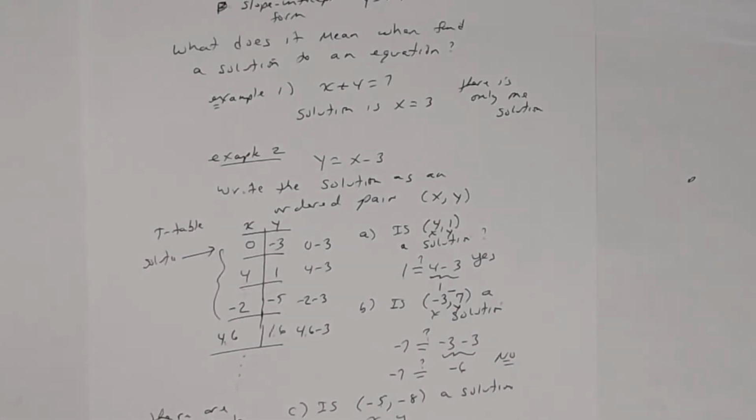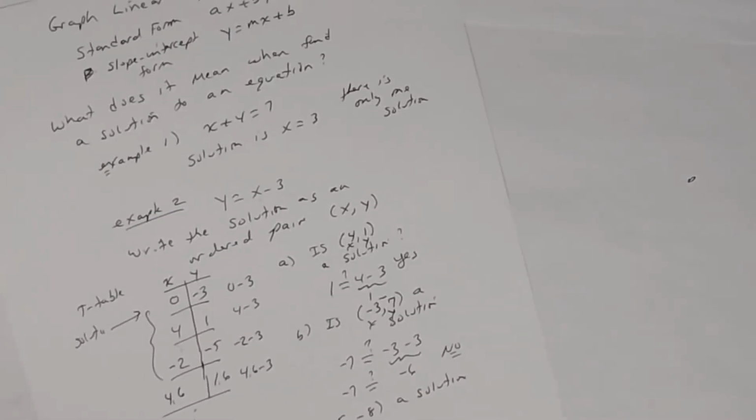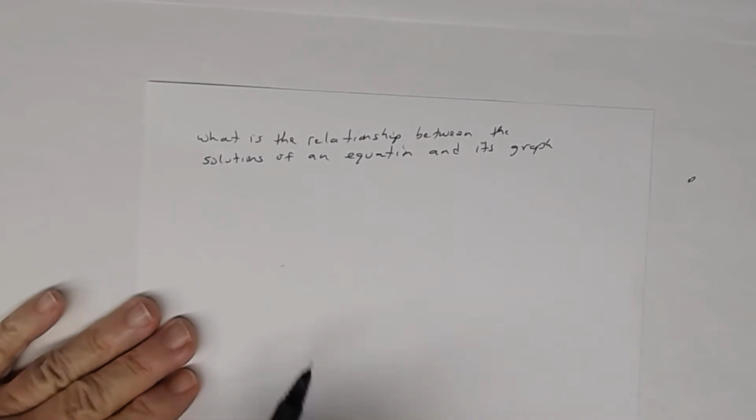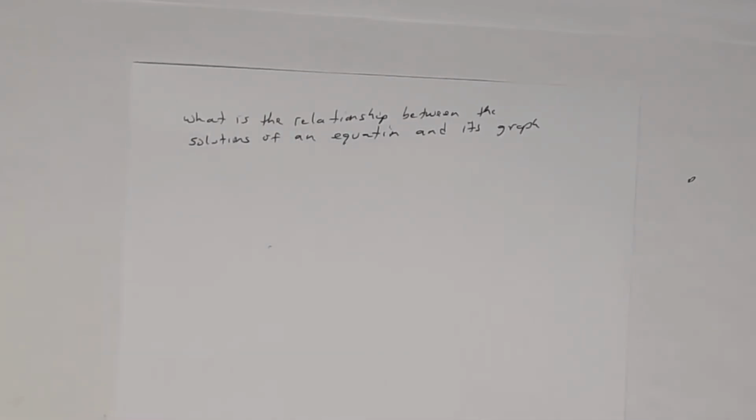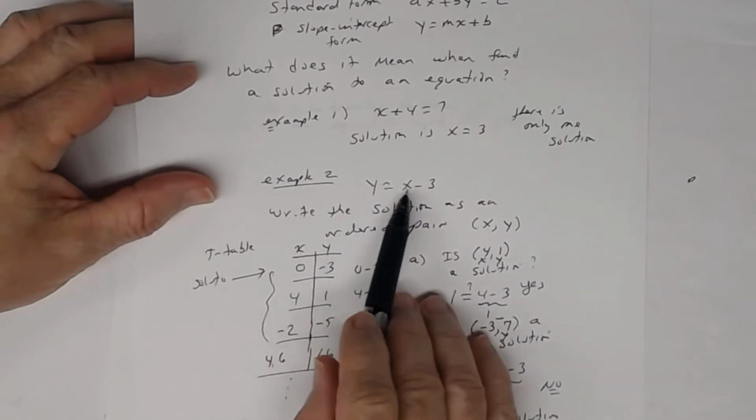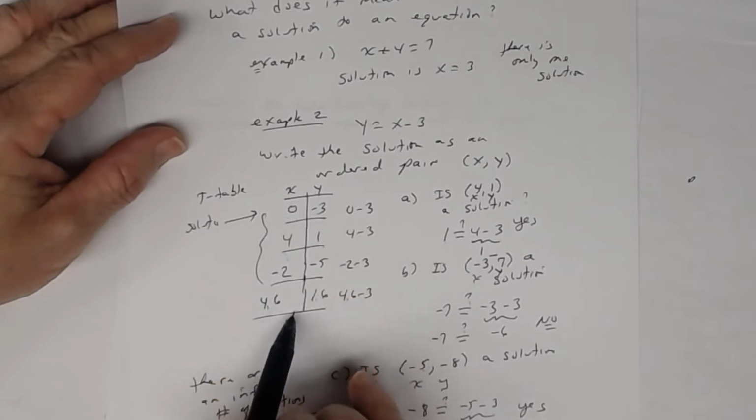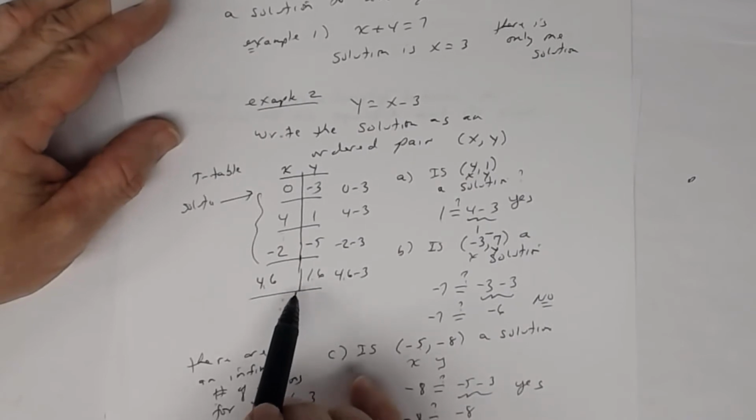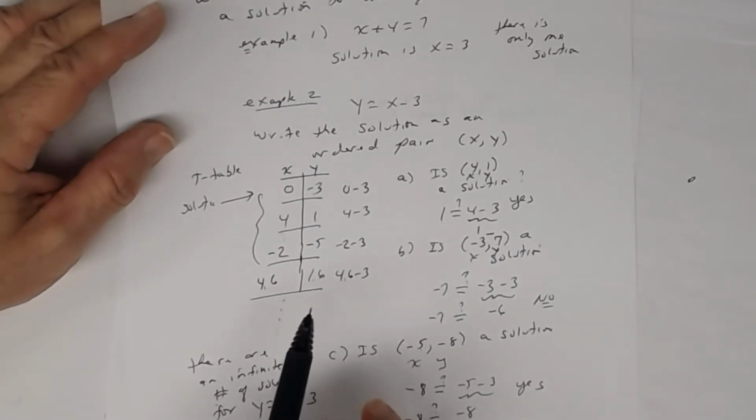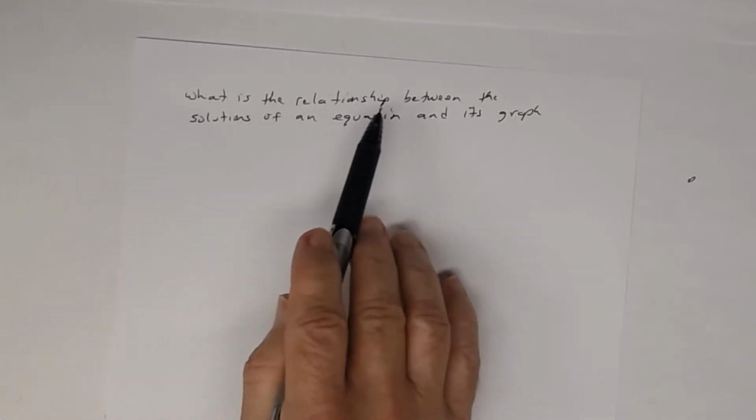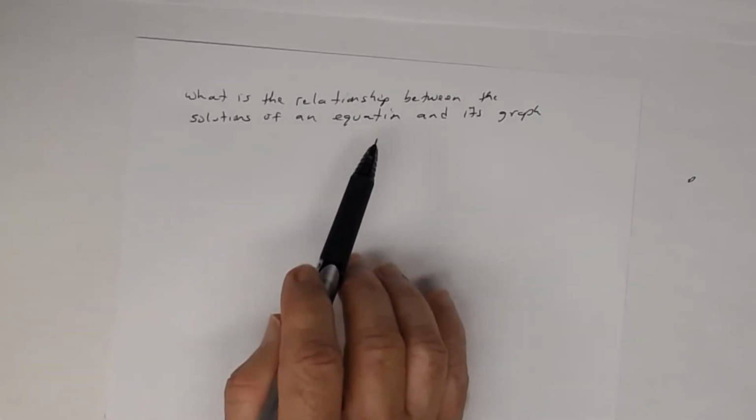Okay? All right, so now, here's what I want to look at next. And here's the question. What is the relationship between the solutions of an equation and its graph? So remember a while ago in example 2, I looked at this linear equation, and I found a bunch of solutions, right? And how many solutions are there? There are an infinite number of solutions. Okay? All right, now I'm going to go back to this question. What is the relationship between the solutions of an equation and its graph?